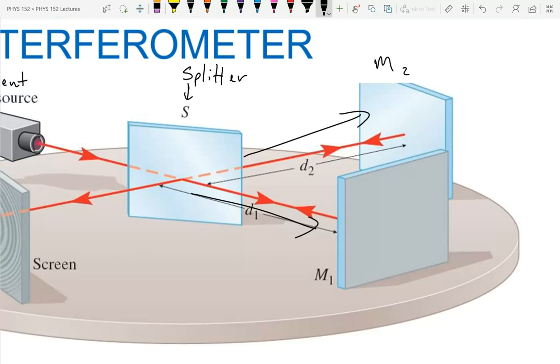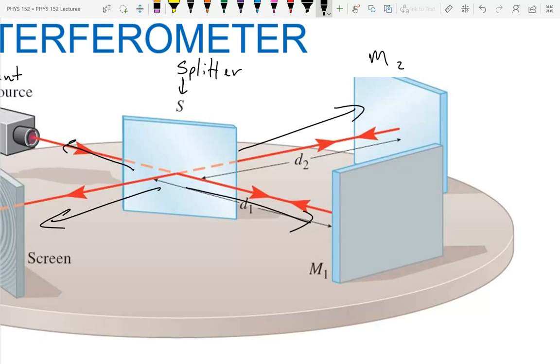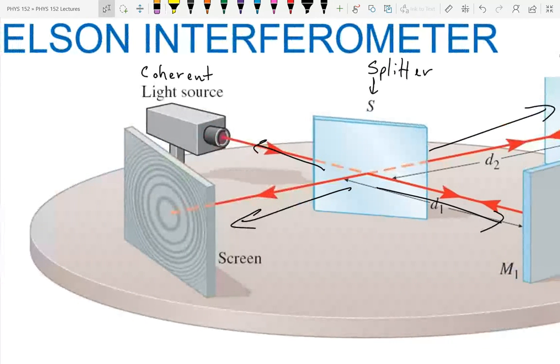They hit the beam splitter again. The beam splitter again is going to do a 50-50. So I'm going to have some light that gets dumped back that way that I just don't observe. But then I have a lot of light that goes this way. Those two beams then came back together.